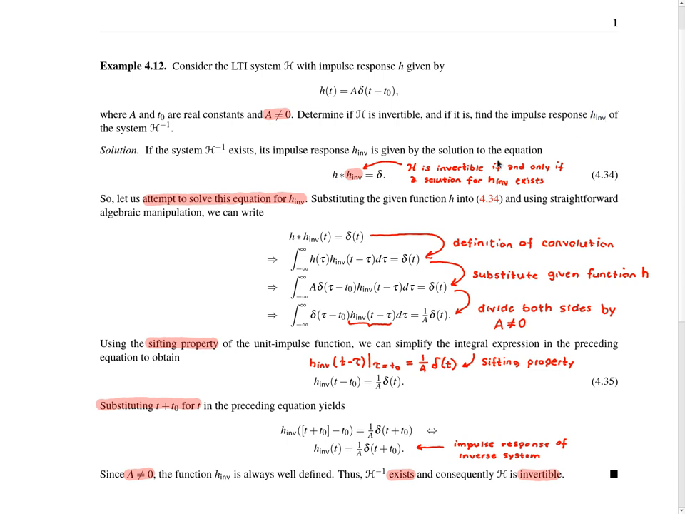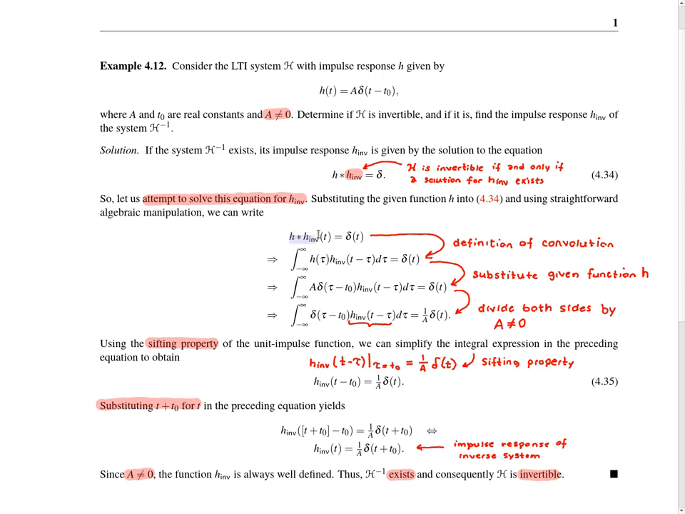The way we're going to go about doing this is we're going to try to solve for H inverse in this equation here. In other words, we'll plug in the impulse response of the original system H and see if there's a solution that we can find for H inverse. And if there is, this means the system is invertible, because if there is a solution, we found the impulse response of the inverse system. And obviously we couldn't find that impulse response if the system didn't exist in the first place. So we're going to use this equation as our starting point.